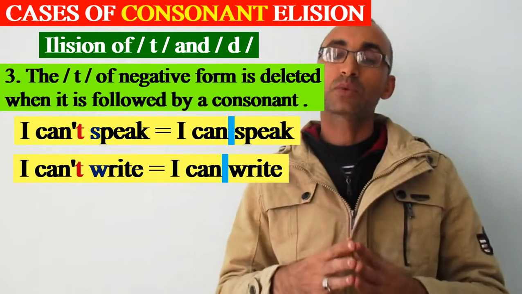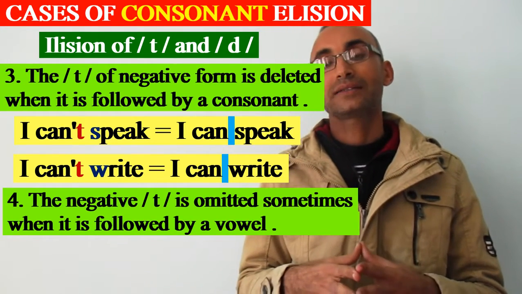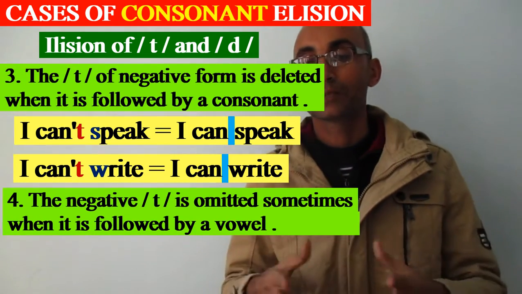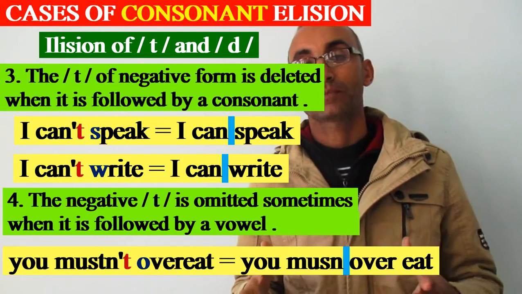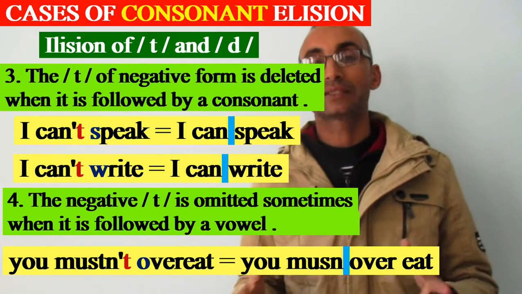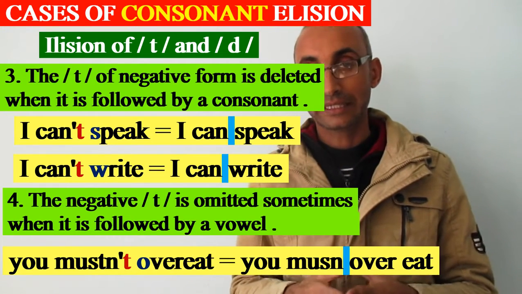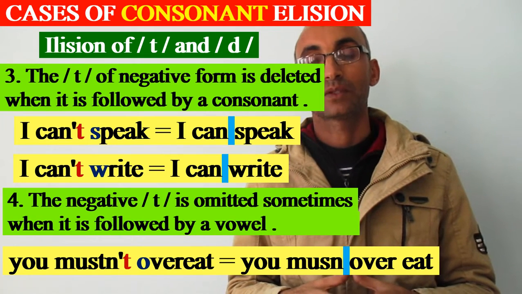And also sometimes when it is followed by vowels. Negative ta, when after it we find a vowel, like you mustn't overeat. Instead of saying you mustn't overeat with the ta, we drop it. Clear. Here we drop also the ta.